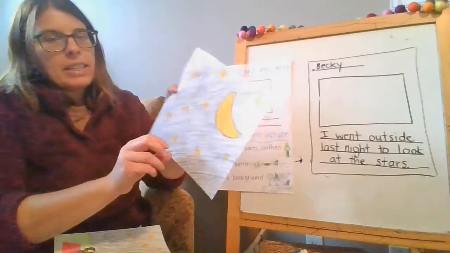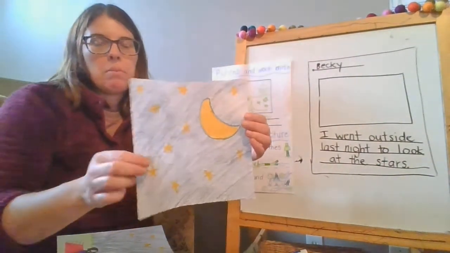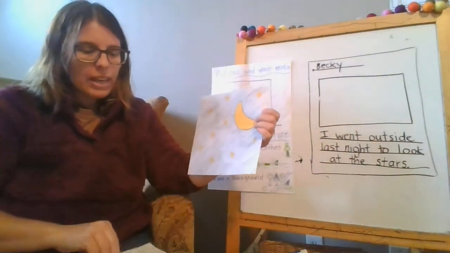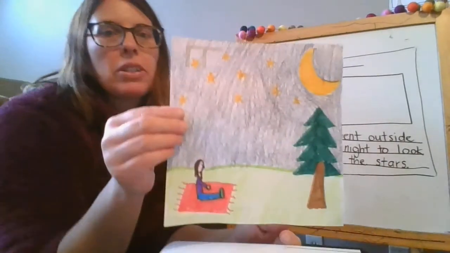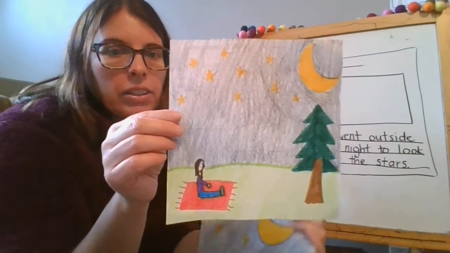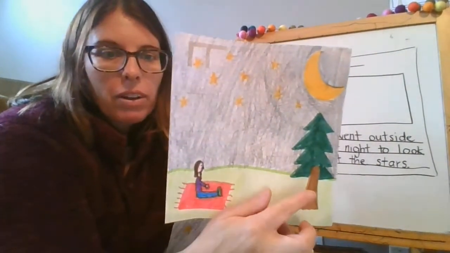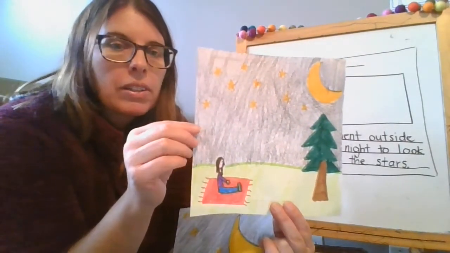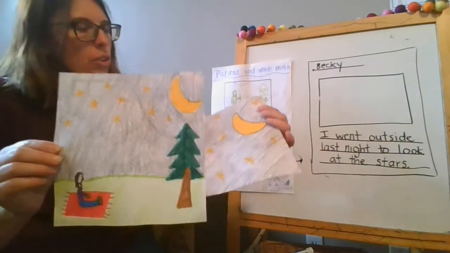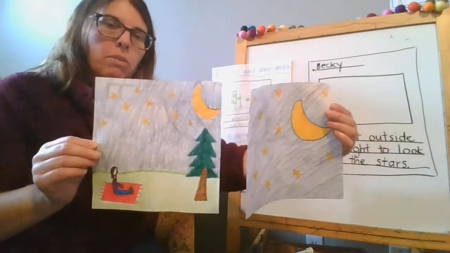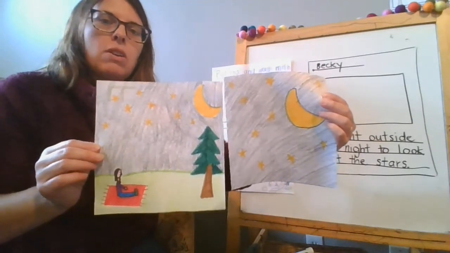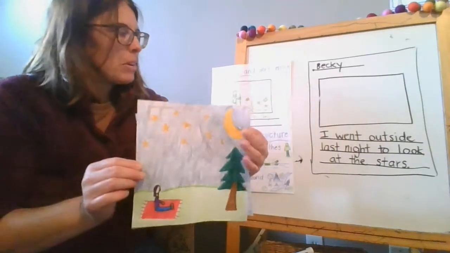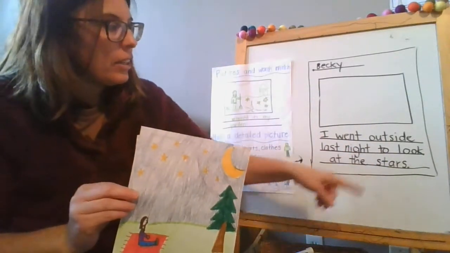So I went outside last night to look at the stars. And here's a picture of the moon and stars. Okay. And then I went outside last night to look at the stars. And here's a picture of the stars and the moon. And there's kind of like a background with a tree and the grass. And there's me sitting on a blanket to look at the stars. So which one of these do you think would be a better picture to go with my words? The moon and stars, or the one with the tree and the moon and me sitting on a blanket? Let's read my words again. I went outside last night to look at the stars.